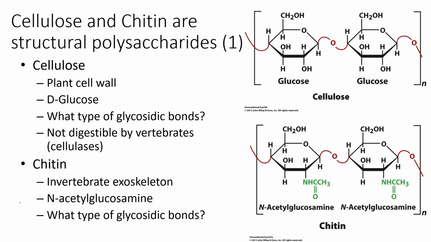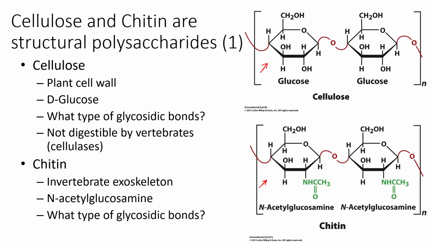So two very important structural polysaccharides that we're going to talk about now are called cellulose and chitin. So they're very similar to each other, but they do have some important differences. So first of all, their functions are a little bit different, where we find them. So cellulose is a component of the plant cell wall, whereas chitin is part of the exoskeleton of invertebrates. They are both made of units of a single monomer that's repeated over and over. So for cellulose, that single monomer that we see repeated is glucose, D-glucose specifically, whereas in chitin we have N-acetylglucosamine.